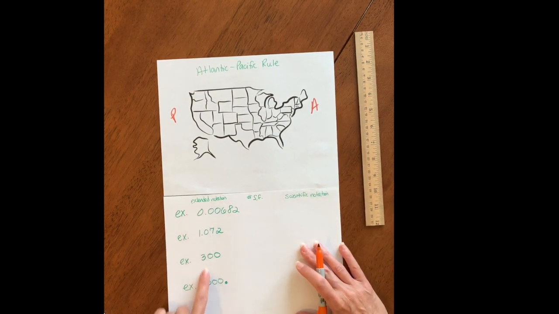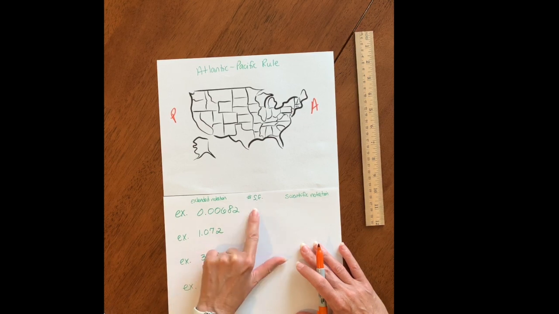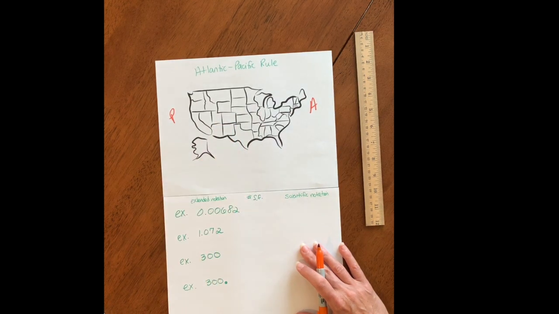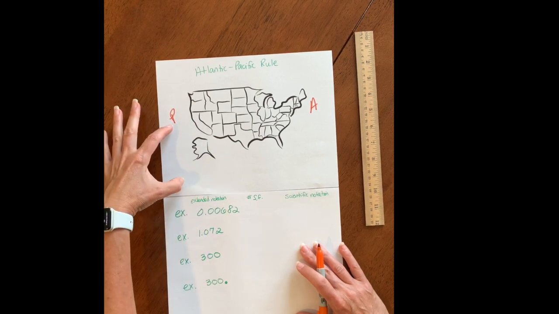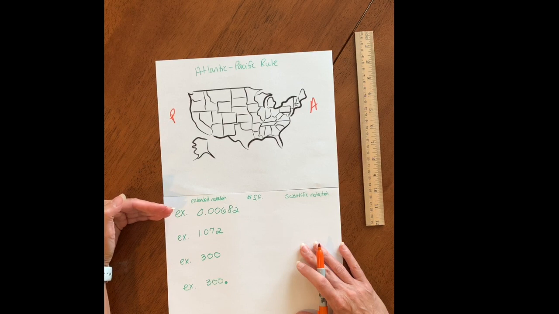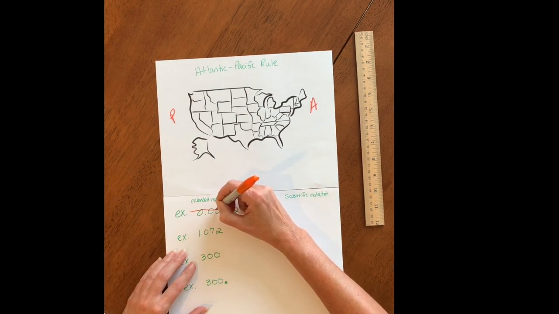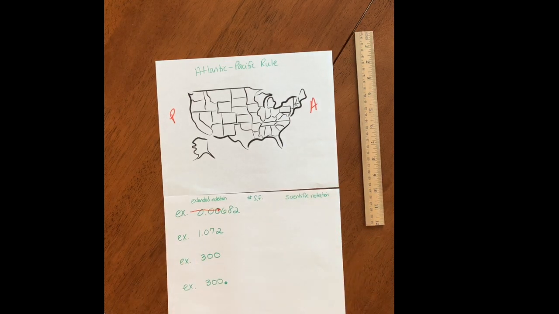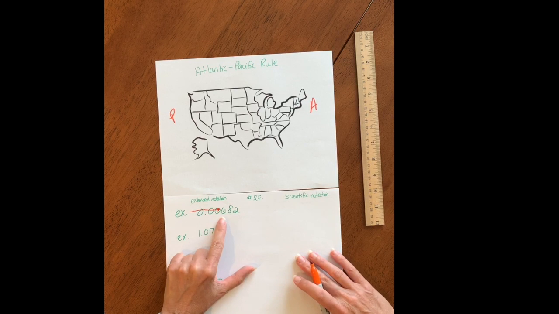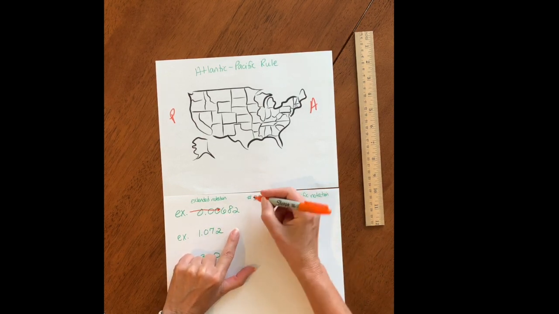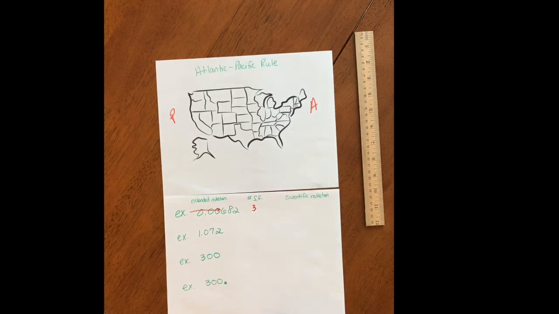So in extended notation, I've got 4 examples. Let's determine the number of sig figs using the Atlantic Pacific rule. I've got a decimal present. I'm going to come in on the Pacific side, and I'm going to start reading the numbers from the first non-zero number. I have 1, 2, 3 sig figs here.